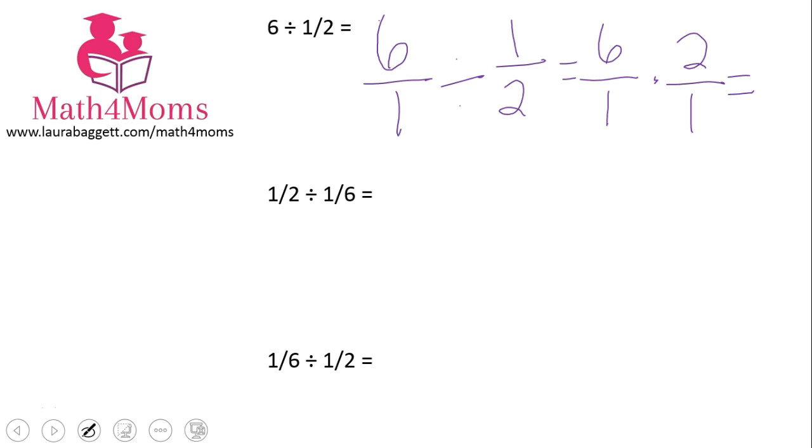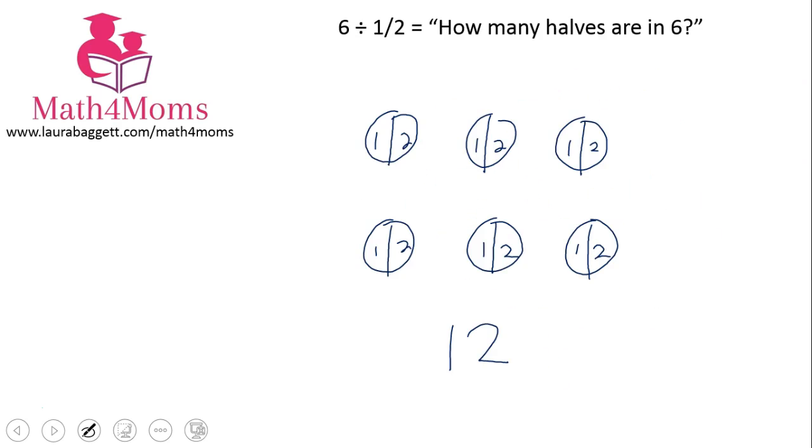And then if you watched my previous video on how to multiply fractions, then we know that we multiply across the numerator, the top part, and multiply the denominators together. So we have 6 times 2 gives me 12, and 1 times 1 gives me 1. But 12 divided by 1 is going to be equal to 12. And that's what we got earlier when we were looking at this. We said that 6 divided by 1/2 should be equal to 12.